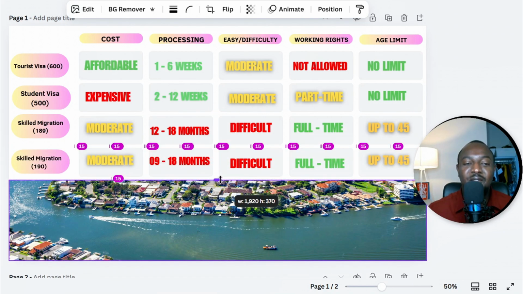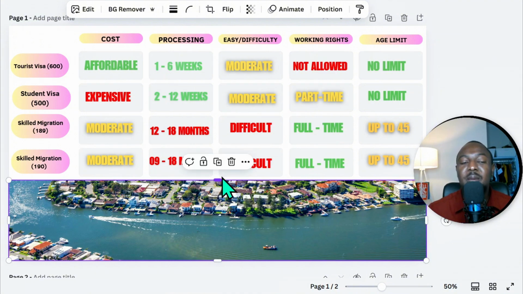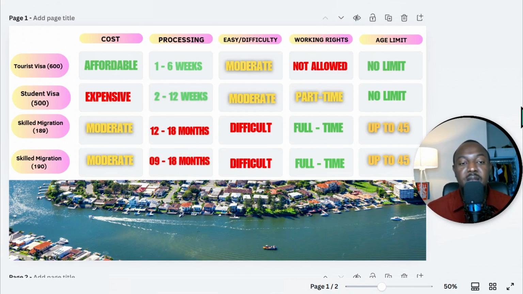Next on the list is, of course, skilled migration, but this time visa subclass 190. So 190 basically means you are targeting a particular state in Australia to migrate to, to come and live and work. The process is also moderate. It's very similar to the independent visa subclass 189. 189 will allow you to live anywhere in Australia and work. With 190, you have to go to a particular state to live and work.